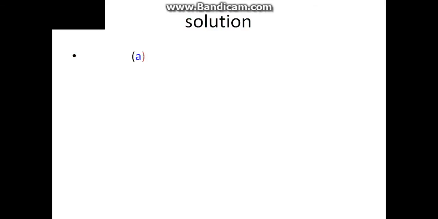Solution: A. Momentum is equal to mass times velocity. Our mass is 2 and our velocity is 0.5. If you multiply the two, we get 1 Newton seconds.